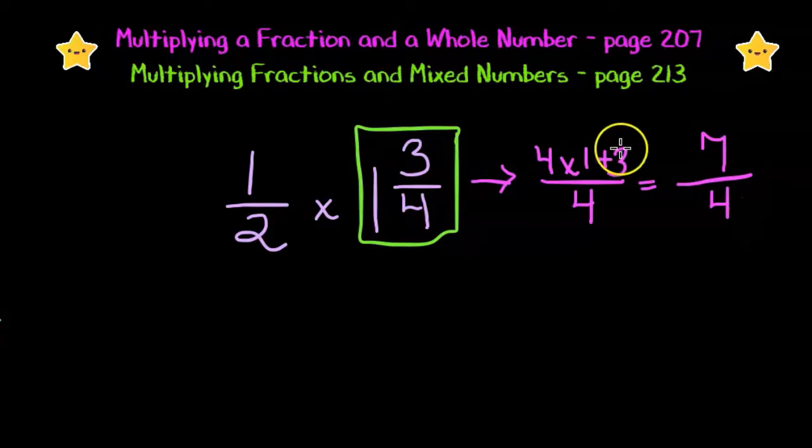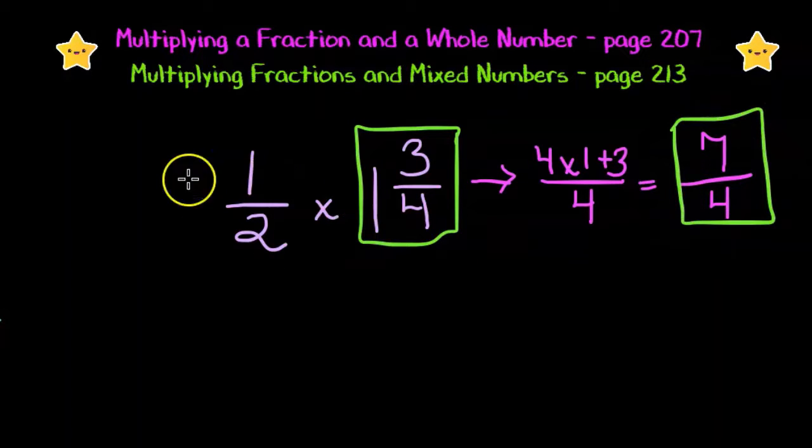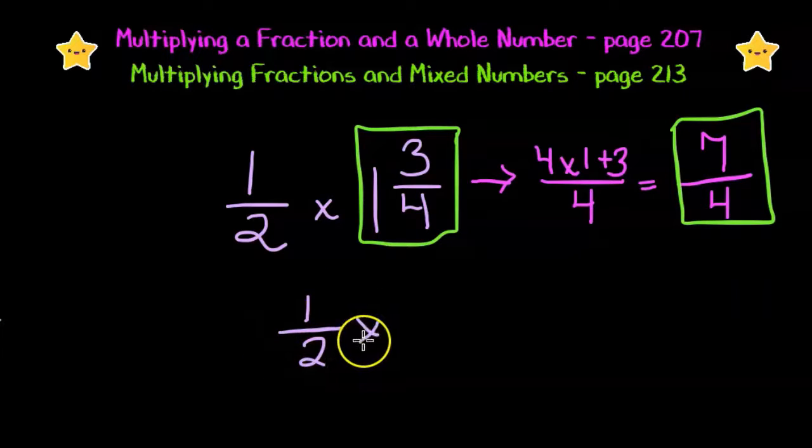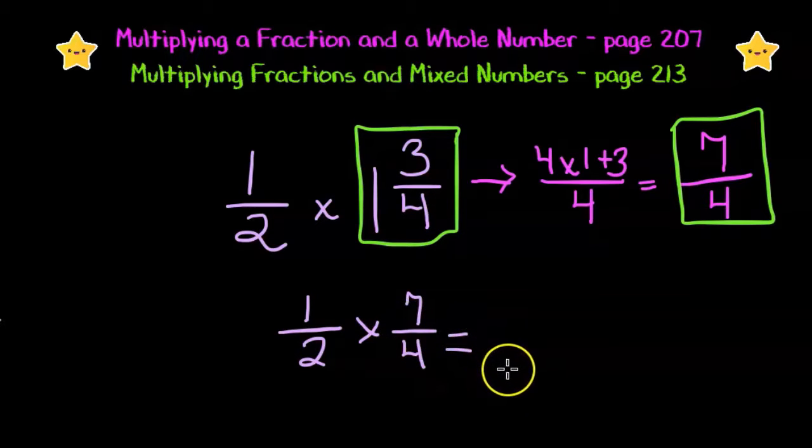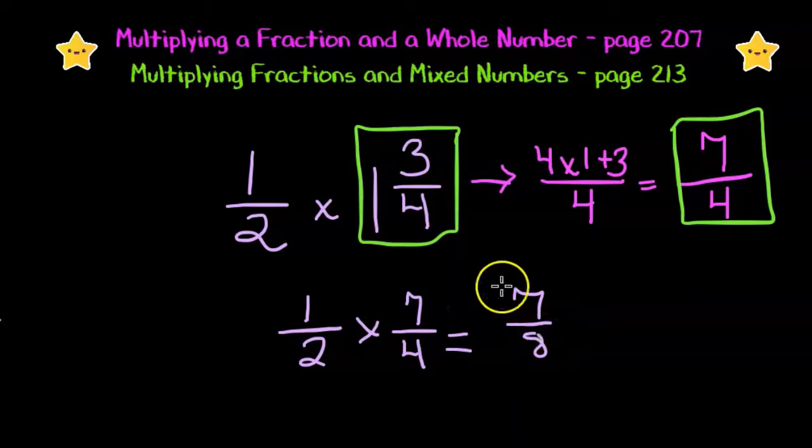All right, now I'm going to take this improper fraction and multiply it by the 1/2. So my new problem would be 1/2 times 7/4. All right, now if I multiply it across, if I check for cancellation, there are no common factors in these two numbers or these two numbers, so I cannot cancel here, so I'm just going to multiply straight across. That would be 7 and 8. Okay, so then 7/8 would be my answer.